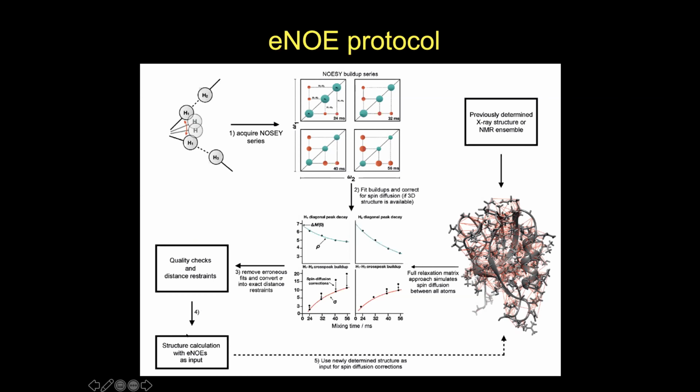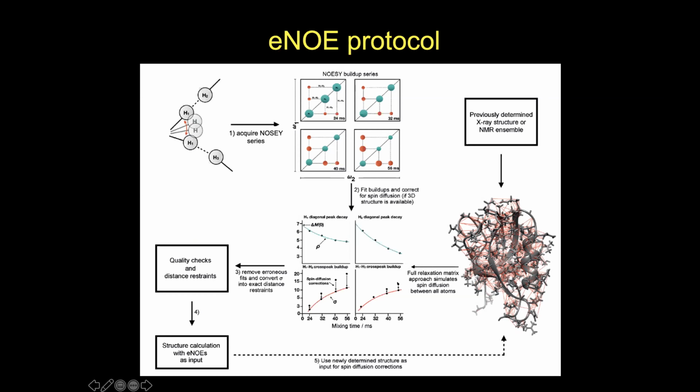The NOE is always contaminated with spin diffusion. This means that when you look at an NOE from proton 1 to 2, there is the direct flow that you want, but there are also indirect flows of magnetization. So proton 1 will give magnetization to a neighbor number 3, and this neighbor number 3 will pass it on to 2. This will boost the buildup in addition, and you don't want that. So we correct for that.